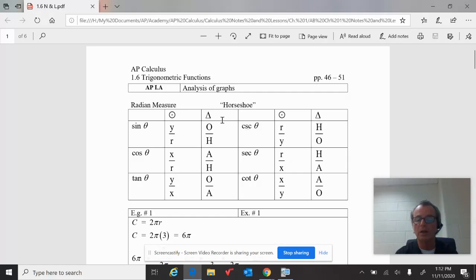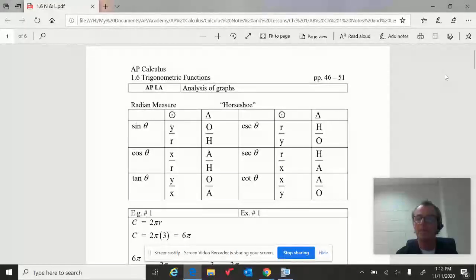And then in the triangle column, we have the definitions by SOHCAHTOA. Okay, sine is opposite over hypotenuse, cosine is adjacent over hypotenuse. For tangent, opposite over adjacent, and then you have the reciprocals.